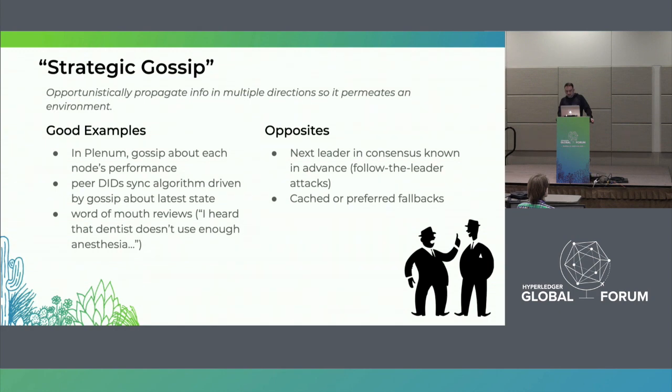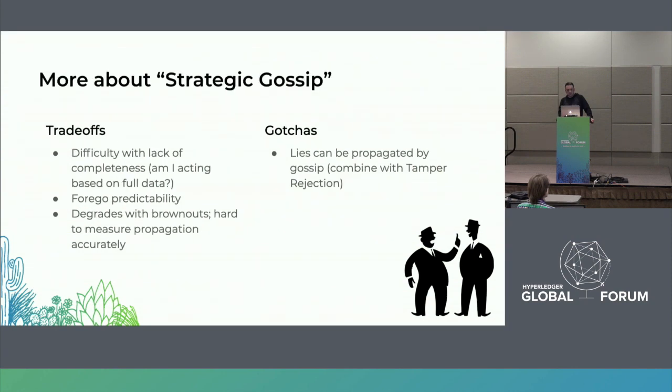I see that there's a couple of bullets here that are actually wrong because they were copied from the previous slide. Sorry about that. I'll update the slides later. There's some gotchas with strategic gossip. One of the hardest ones is it's hard to quantify gossip. So you don't know whether you're working off of complete information.